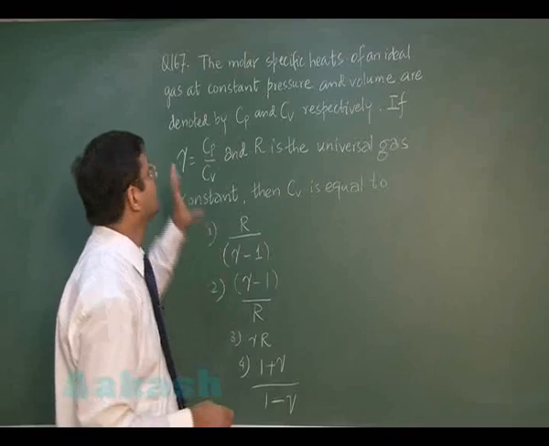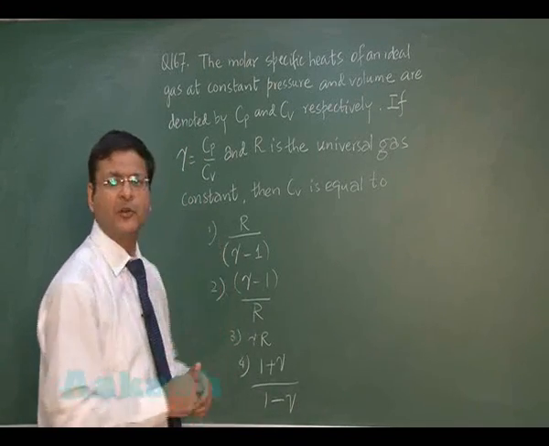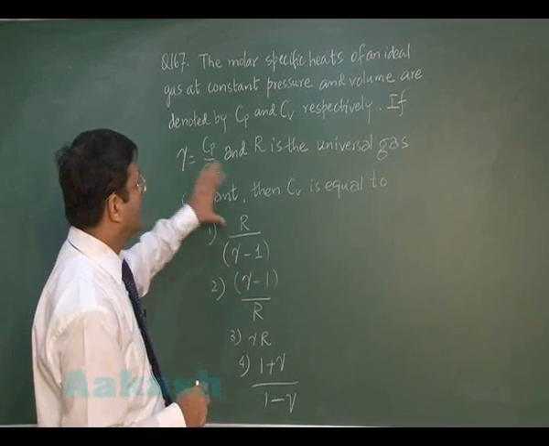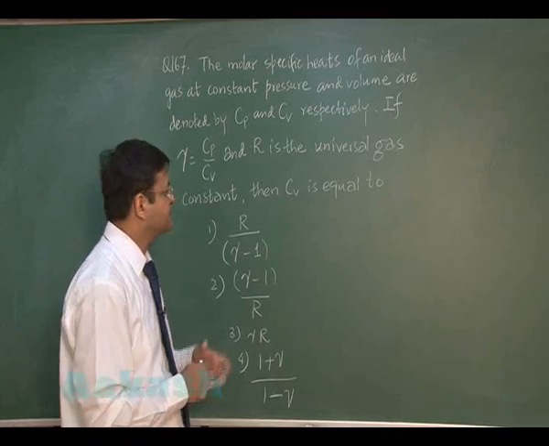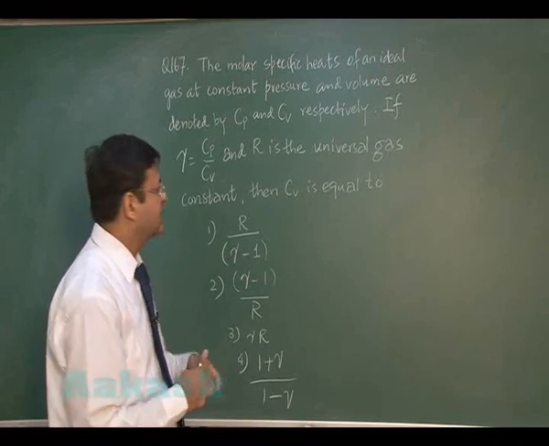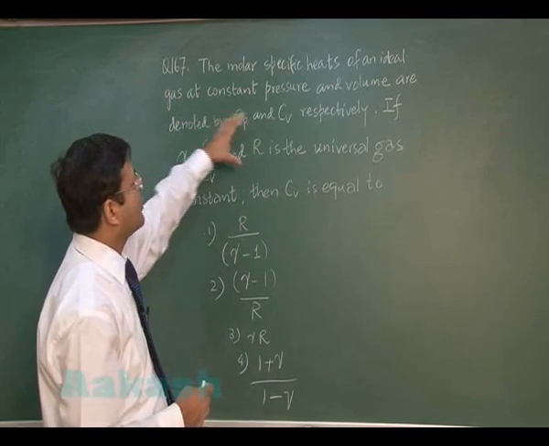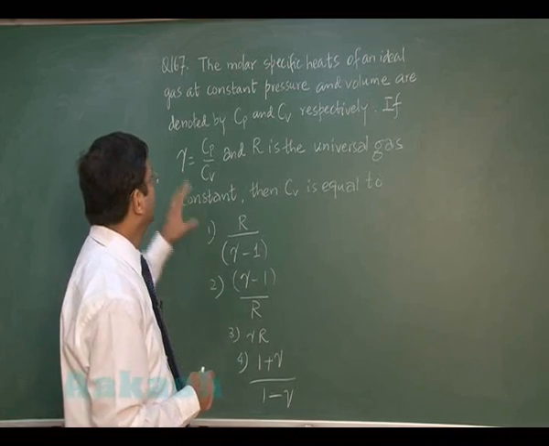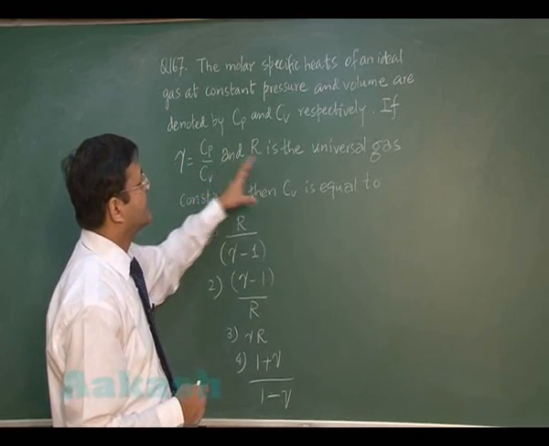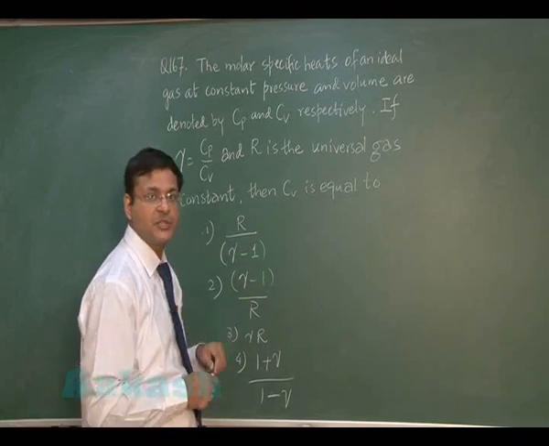In the next question, 167, which is based on kinetic theory of gases, is a very straightforward formula-based question. Whatever has been demanded here is directly used as a formula, found anywhere in our packages. They are saying the molar specific heats of an ideal gas at constant pressure and volume are denoted by Cp and Cv respectively. If gamma is equal to Cp by Cv and R is the universal gas constant, then Cv is equal to, they are demanding the expression for Cv.